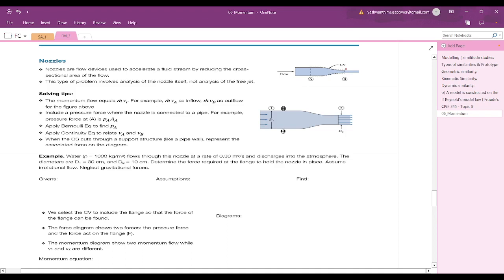Second step is also almost the same. Include a pressure force where the nozzle is connected to the pipe, for example, pressure force at A. Next, apply Bernoulli's equation to find PA. Next, apply the continuity equation and relate VA and VB. When the CS cuts through a support structure like a pipe wall, represent the associated force on the diagram. That's it. More or less the procedure is the same as that of the pipe bend, but the only thing here is we need to consider the nozzle itself, but not the free jet. Rest everything is the same, the same steps we have discussed for the pipe bend.